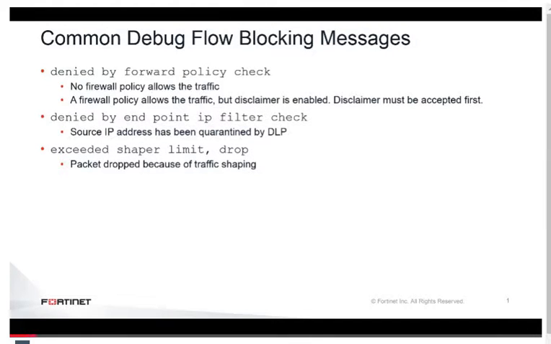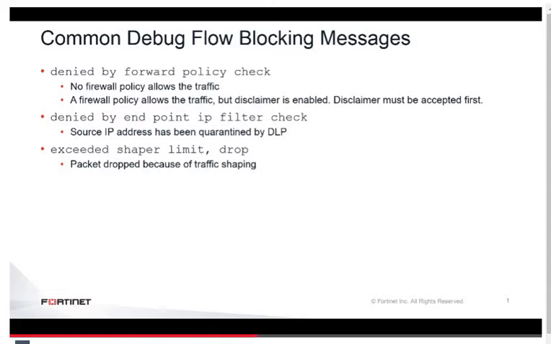The debug flow can also help you identify why FortiGate is dropping packets. In those cases, the debug flow usually shows an error message explaining why a packet was dropped. This slide shows 3 messages that you commonly see in a debug flow output when FortiGate is dropping packets.